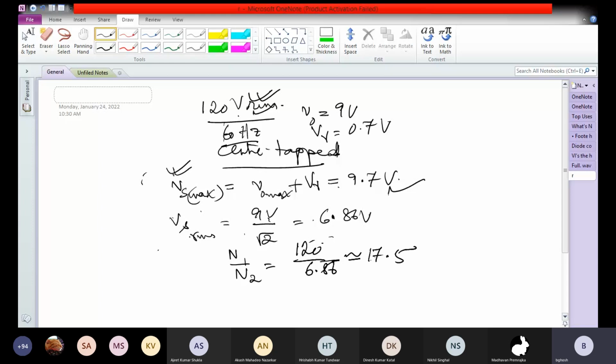Yes, somebody of you had a question. Sir, it is Vs RMS equal to 9.7 by root 2, right? That's right. Sorry. Absolutely, thanks. It is 9.7 by root 2, right? You're right. It's 9.7 by root 2.